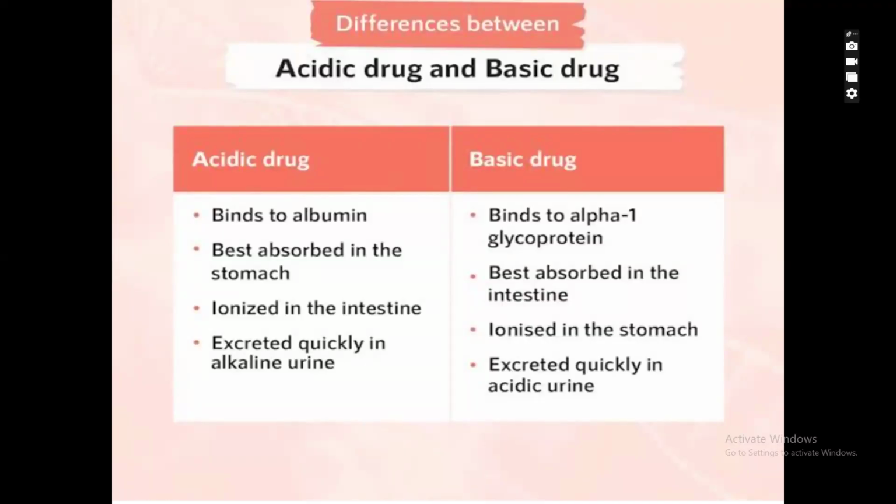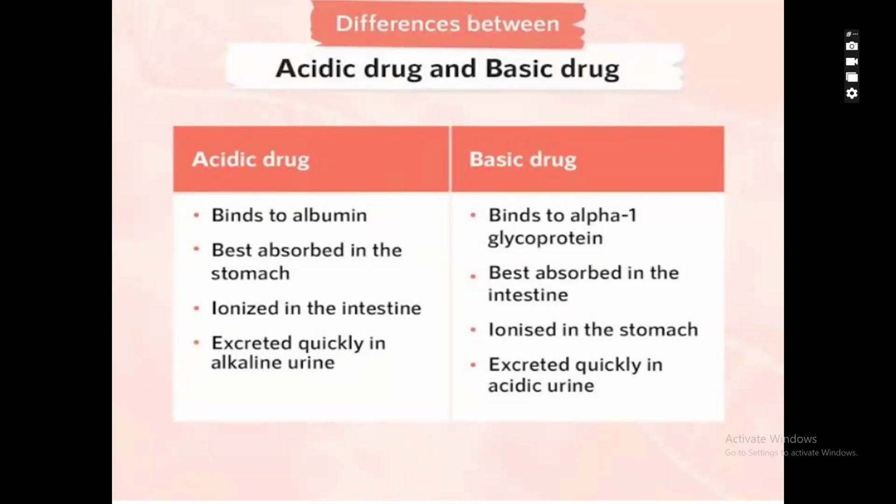So weak basic drug binds to the alpha-1 glycoprotein, and is better absorbed in alkaline pH. Where is the alkaline pH? Rich in bicarbonate, it's the intestine. So the ionized state is in the stomach because it's rich in hydrogen ion.